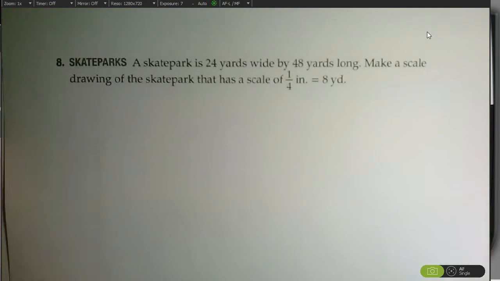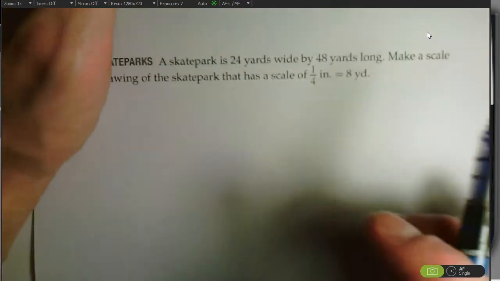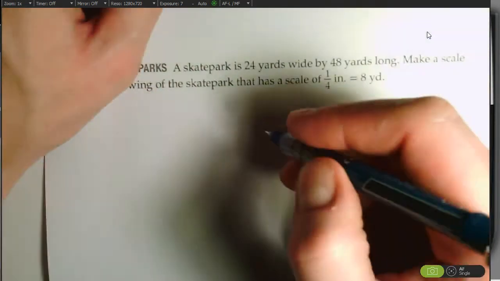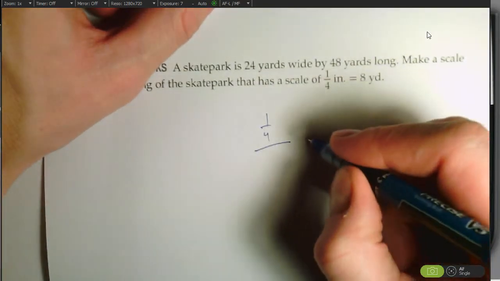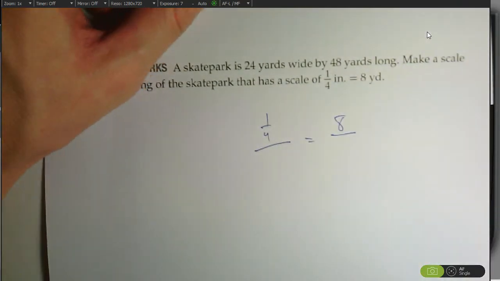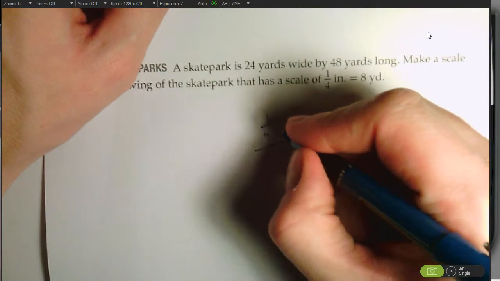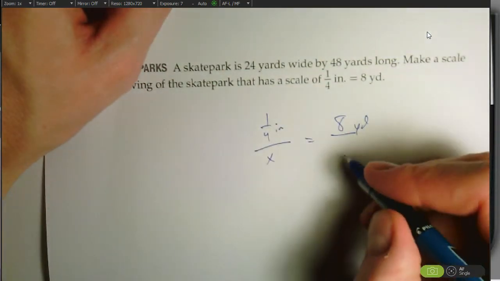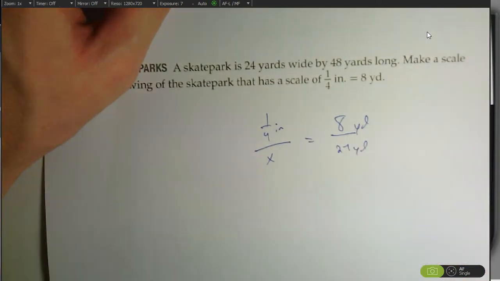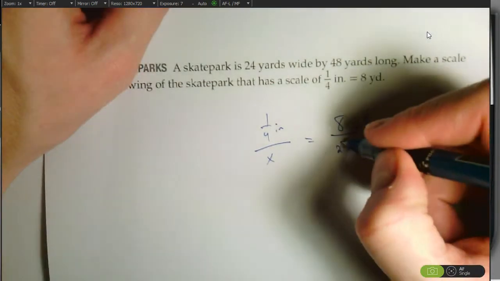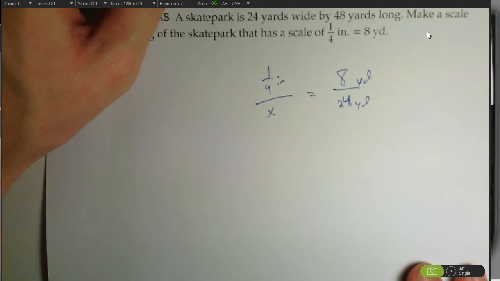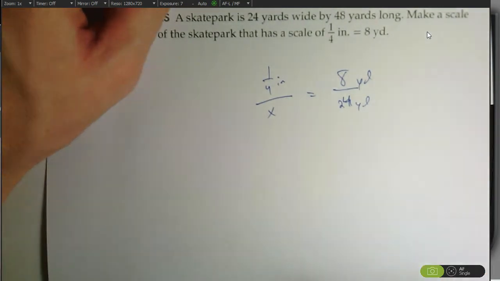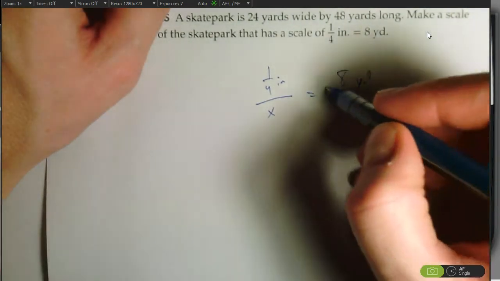Well, set up a proportion then. 1/4 is equivalent to 8. Again, this is inches. This is yards. So the question is x equals 24 yards. Some of you might be savvy with the arithmetic and find tricks around it. Otherwise, just cross multiply.